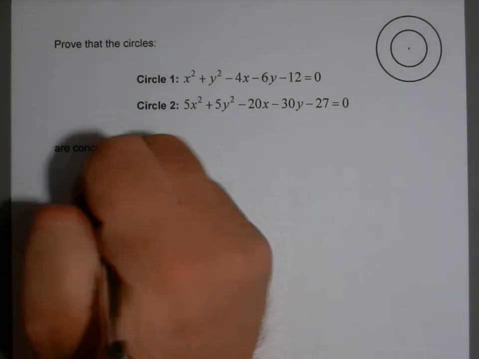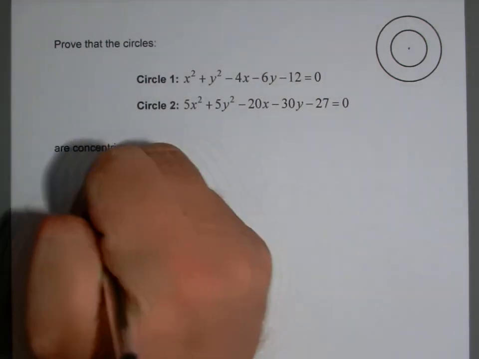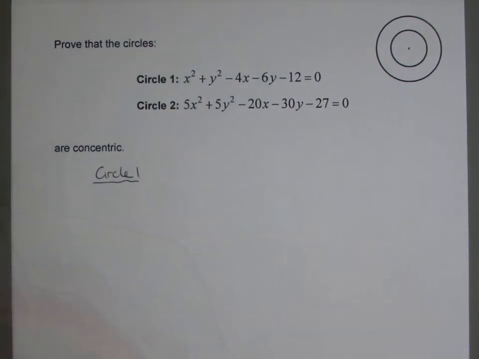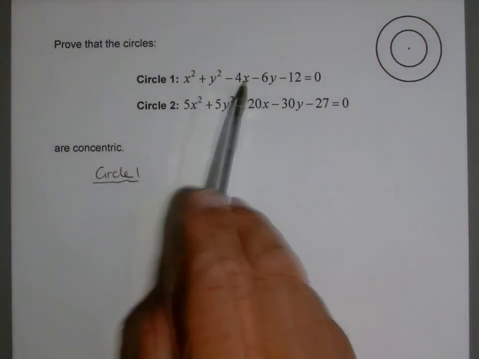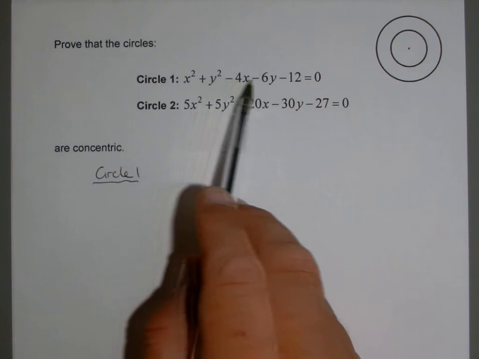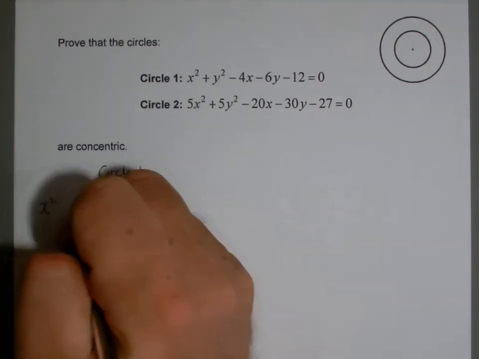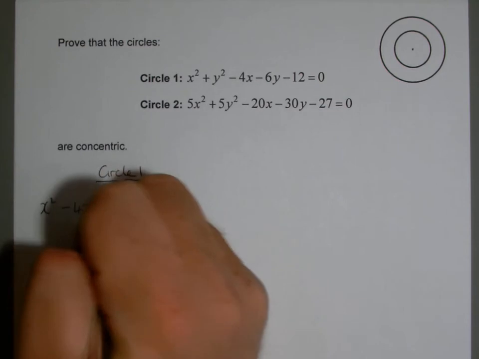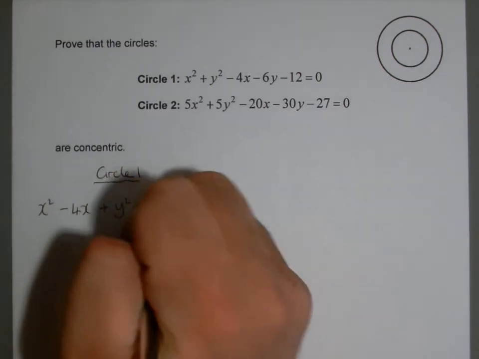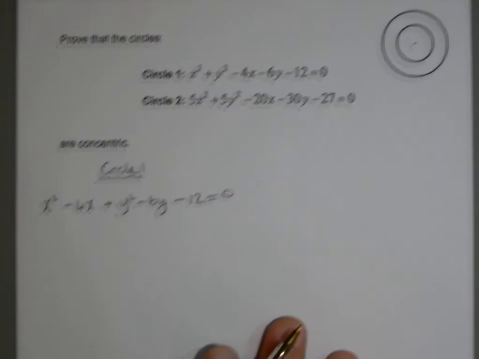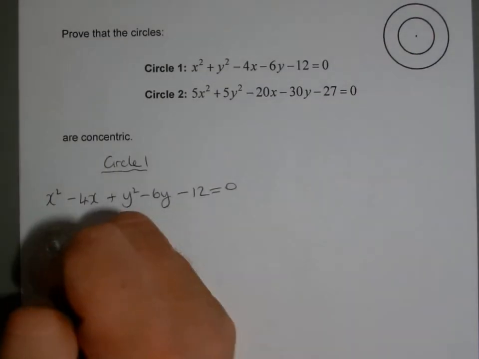So let's start off with circle 1. Now we've got to get it into the main equation format that we use, so I need to complete the square with the x's and y's here. We're going to group them first of all. So I'll rewrite that as x squared take away 4x, plus y squared take away 6y, take away 12 equals 0. Then I complete the square.